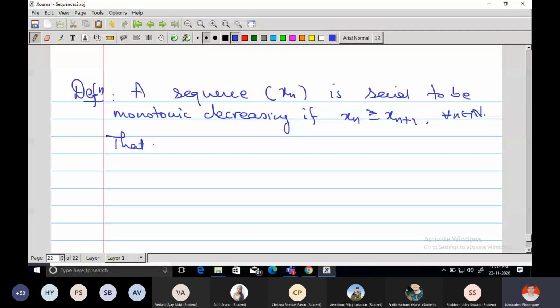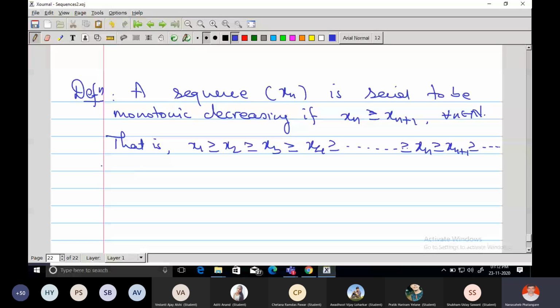So that is x1, x2. x1 is greater than or equal to x2. x2 is smaller than x1. x3 is smaller than x2 and so on. Right. So this is true at each n. Right. So this is a monotonically decreasing sequence.